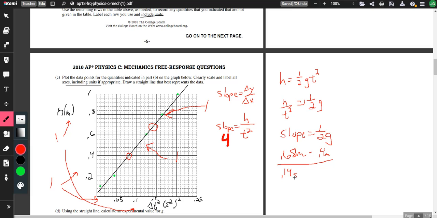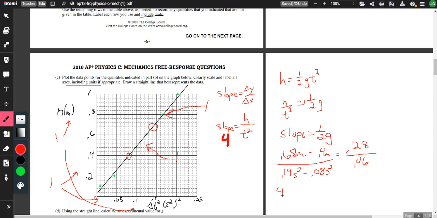0.14 minus 0.08. So putting this in, 0.68 minus 0.4 is 0.28. 0.14 minus 0.08 is 0.06. So this is just 28 divided by 6.